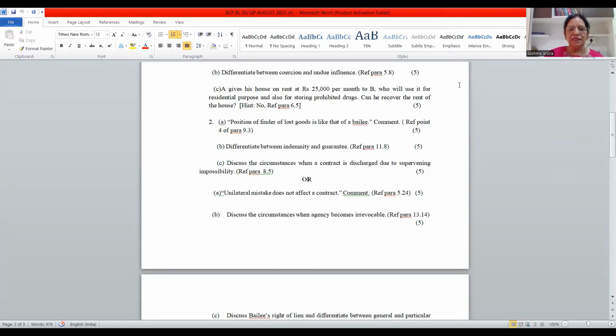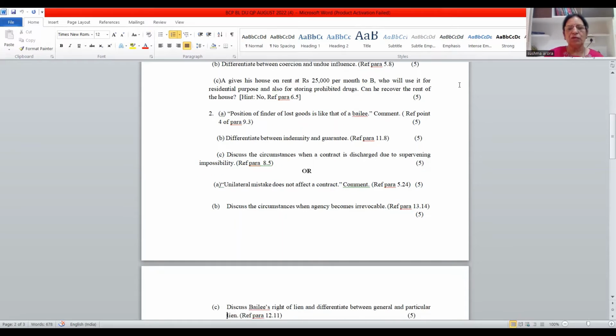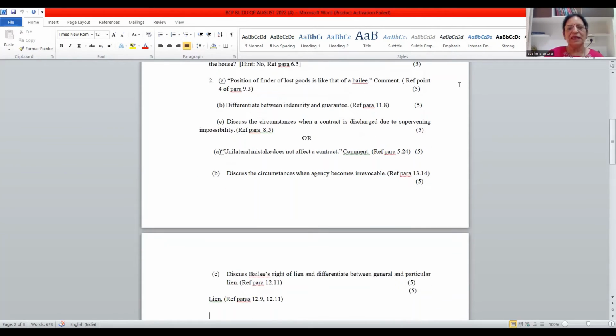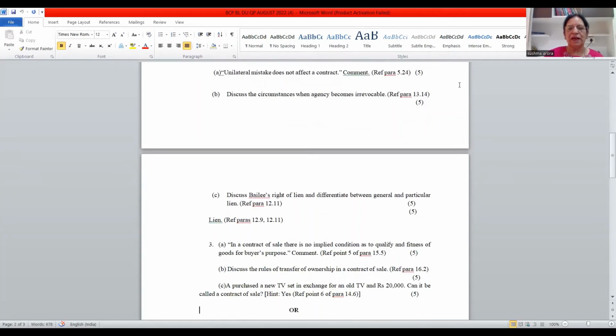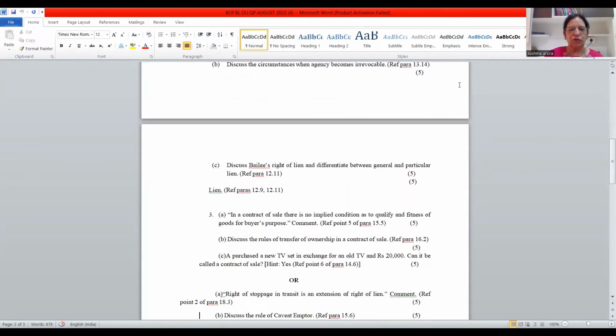Discuss the circumstances when agency becomes irrevocable. Agency irrevocable means the authority once given by the principal to the agent cannot be revoked. It cannot be taken back. So the answer for this you will find under para 13.14.